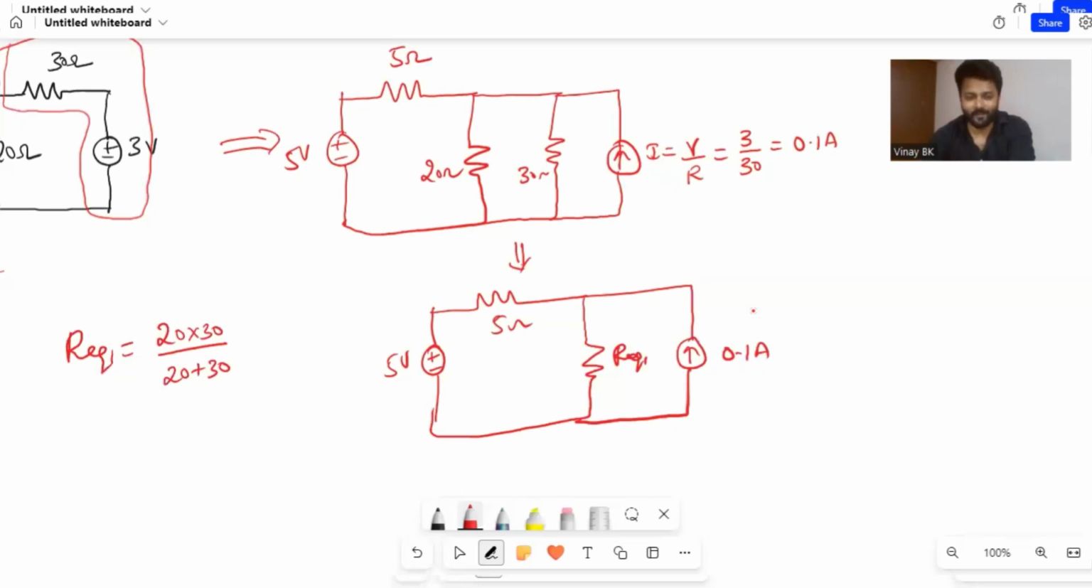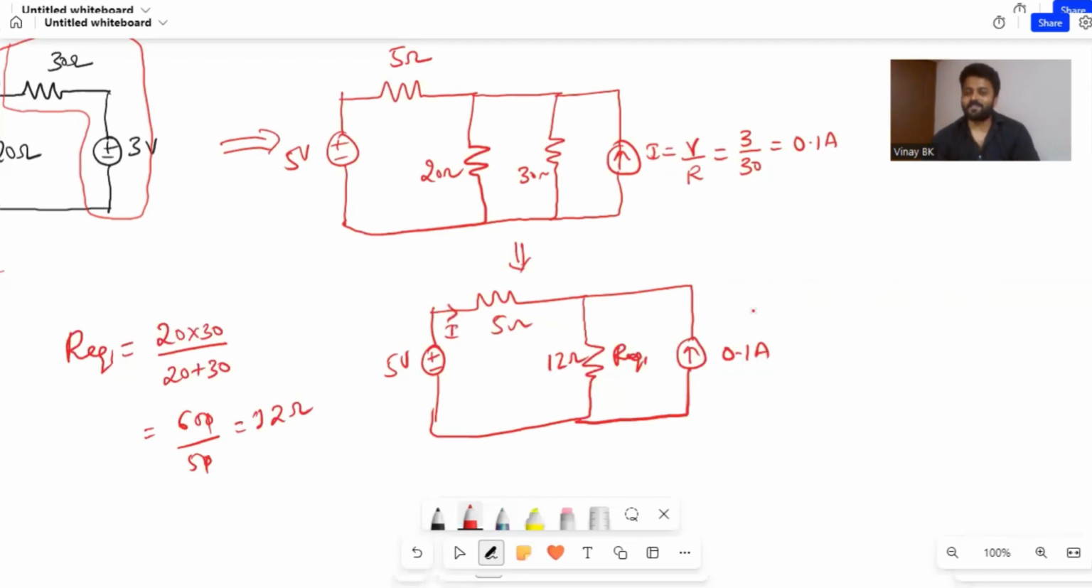So you'll get some value. That is nothing but 600 divided by 50. 5 ones are 5. R equivalent will get 12 ohm. So 12 ohm you are getting here. But what they asked you to find is the current flowing through the 5 ohm resistor.